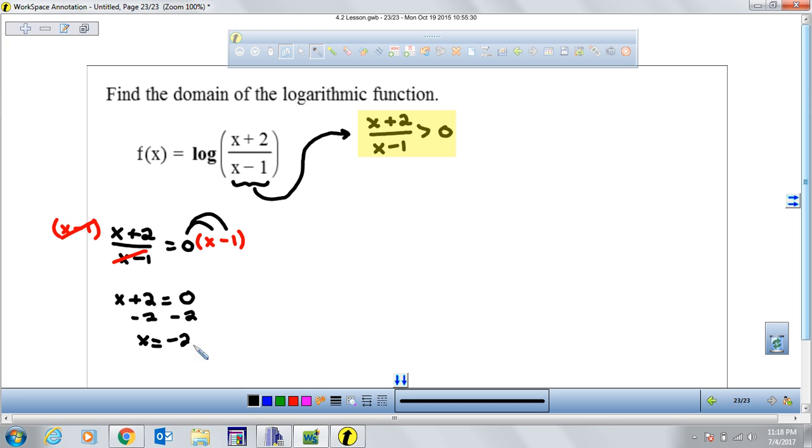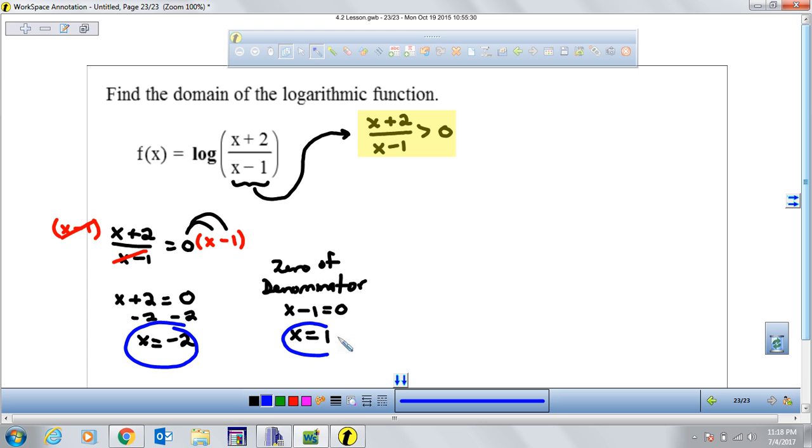I'm going to do the same thing for the denominator. We also need to find the zero of the denominator. Remember, that's another part. So we need to find whatever makes that denominator x minus 1 equal 0, and that would be x equals positive 1. So these are the two values that we're going to plot on the number line.